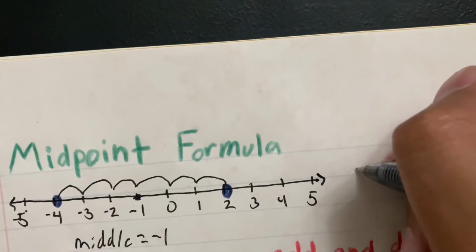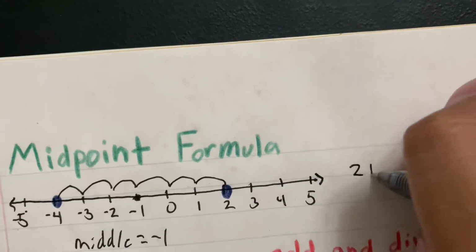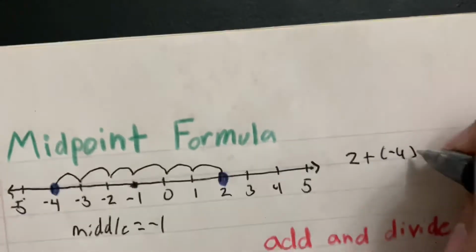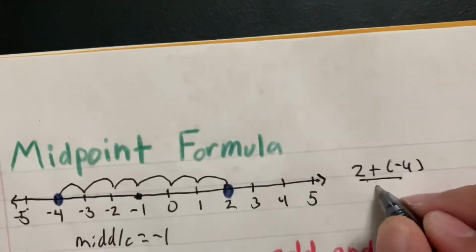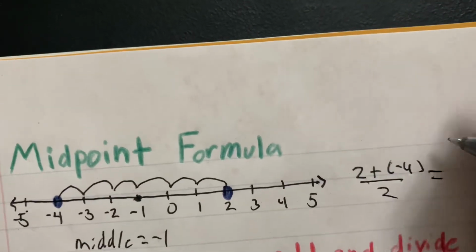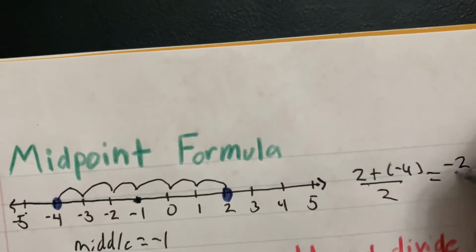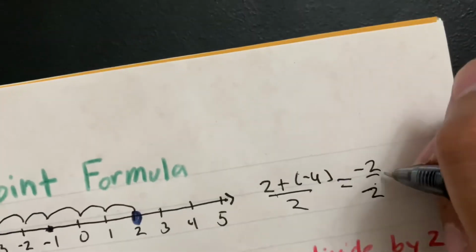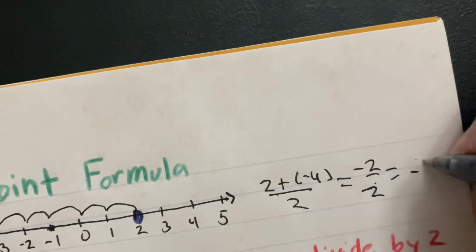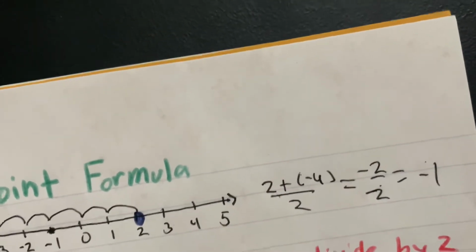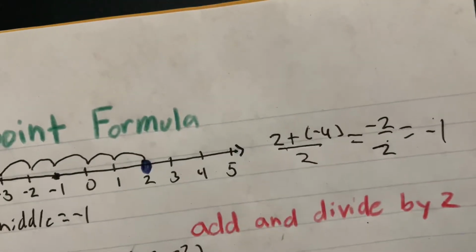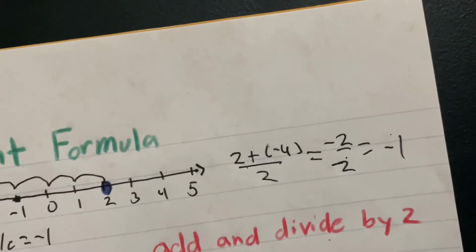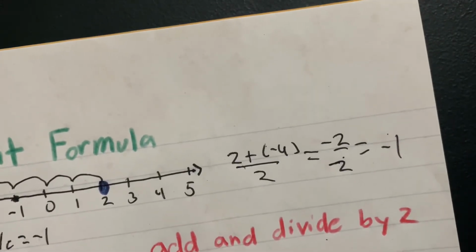So you get those two numbers, you add them together, and then you take the average, so you divide by 2. And that would get us to -2 over 2, which will equal -1, which is the same thing that we got earlier. Here's the rule right here: add and divide by 2, just like I put earlier.